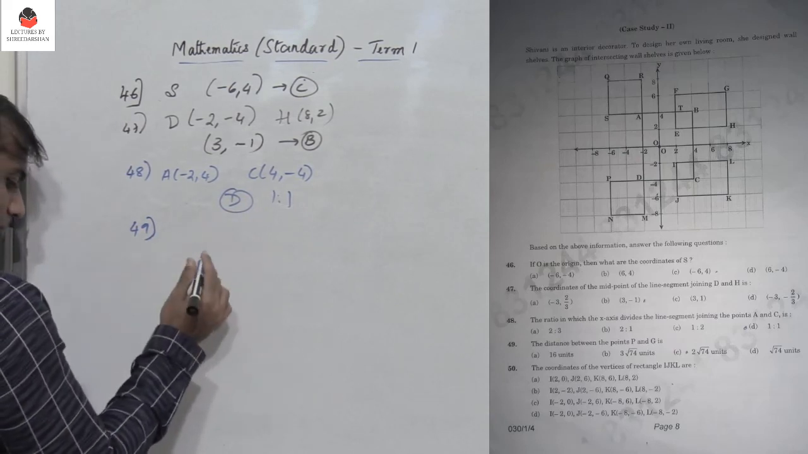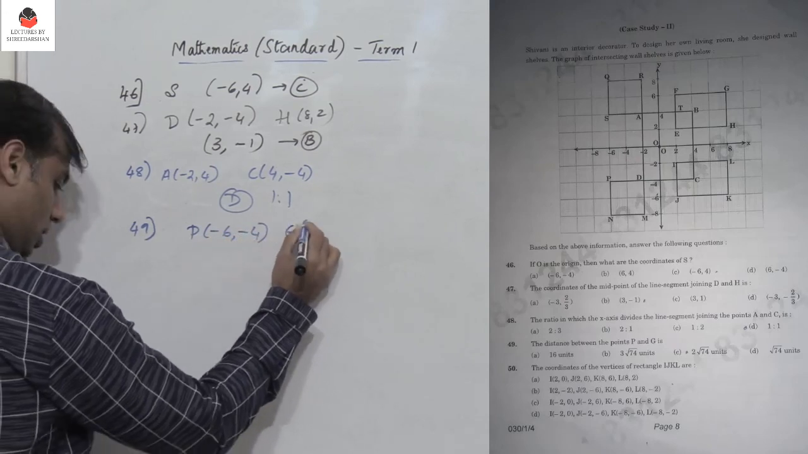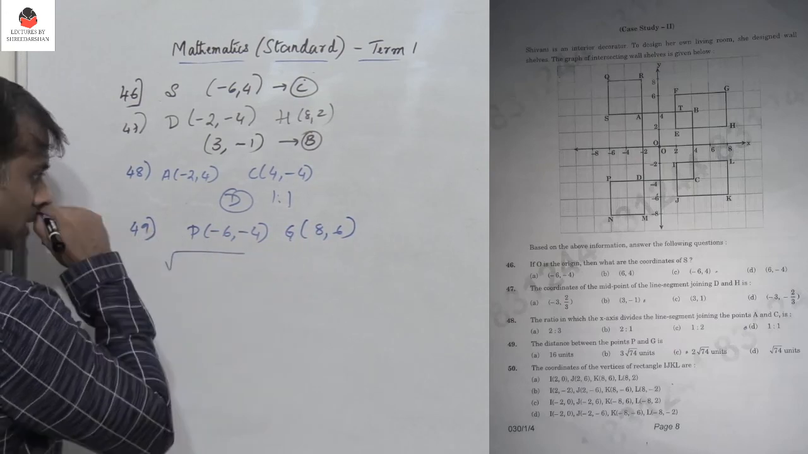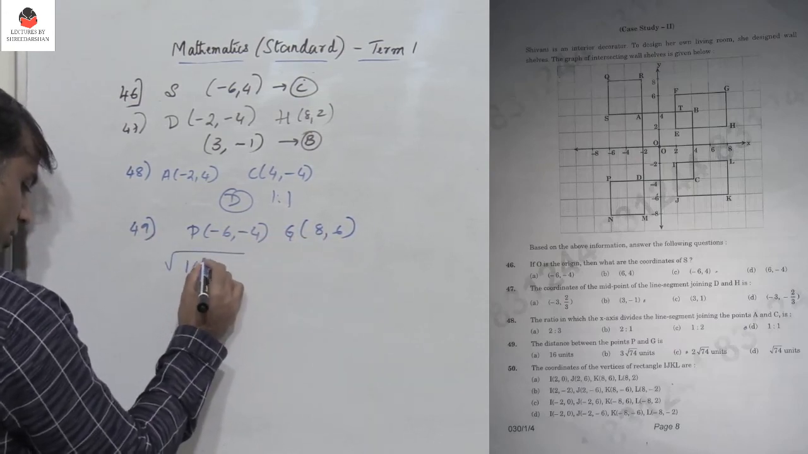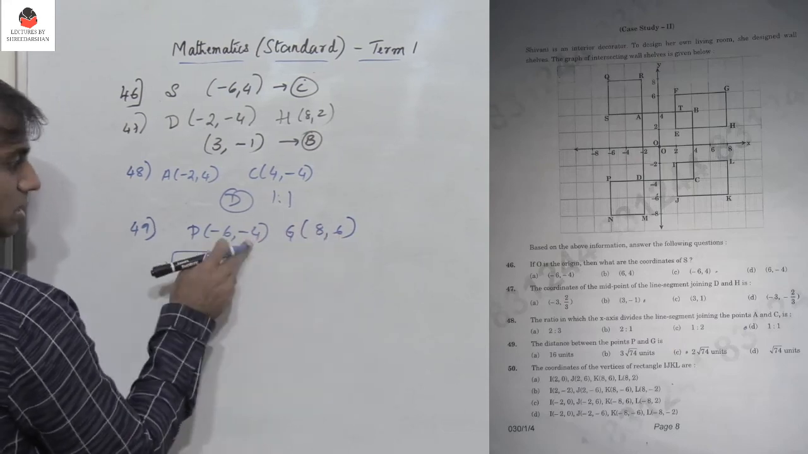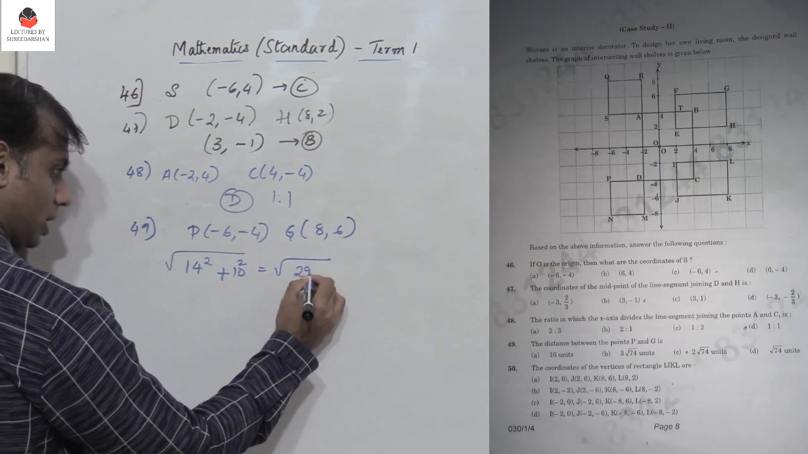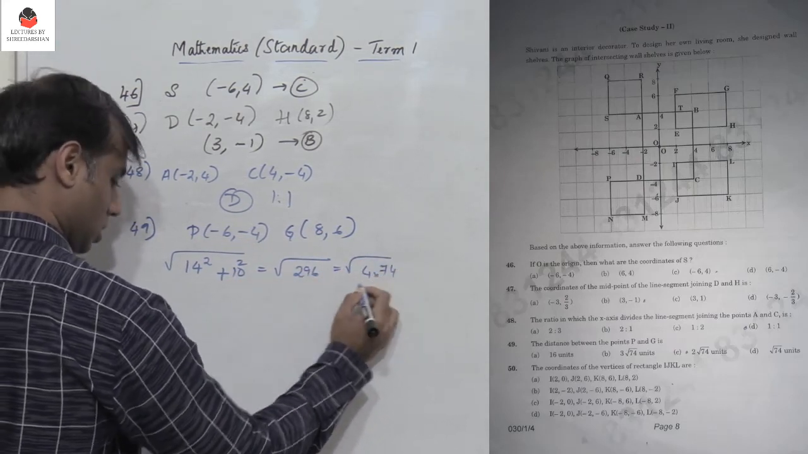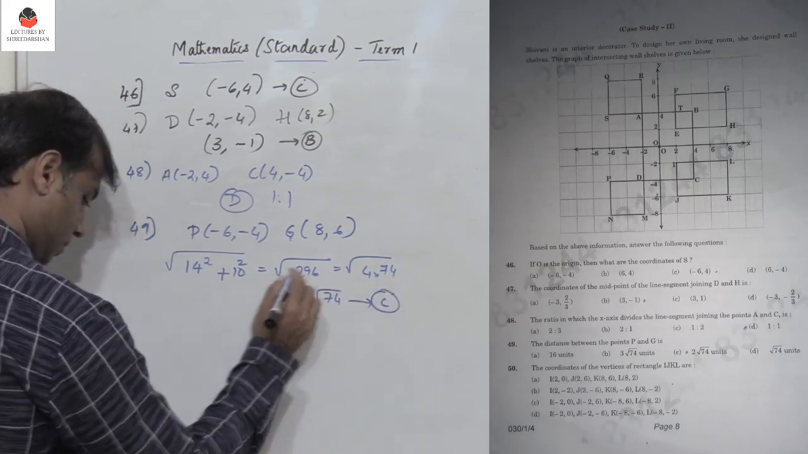PG, distance between P and G is... P is -6, -4. G is 8, 6. So what is its distance? The distance is 8 plus 6, which is 14 square, plus 6 plus 4, which is 10 square. So you get 296, which is 4 into 74, which is 2 root 74, which is option C.